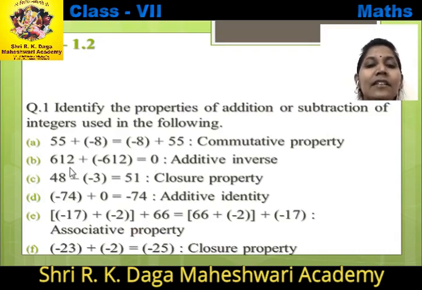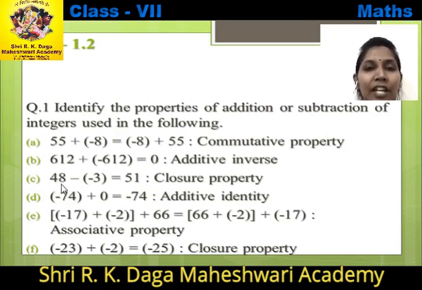Second is 612 plus minus 612 equal to 0. Here an integer plus negative of the same integer is equal to 0. That is, additive inverse is used in this expression.